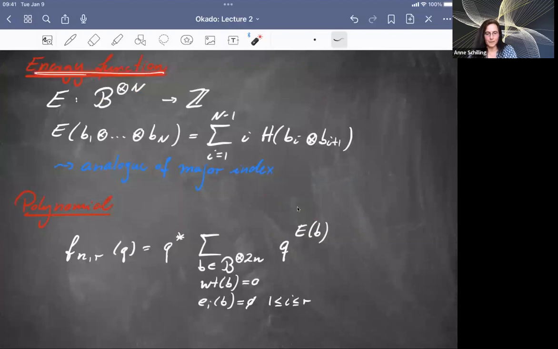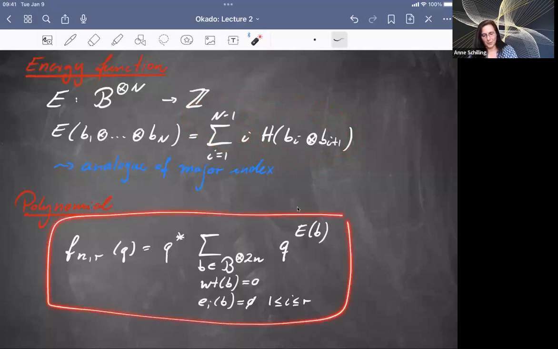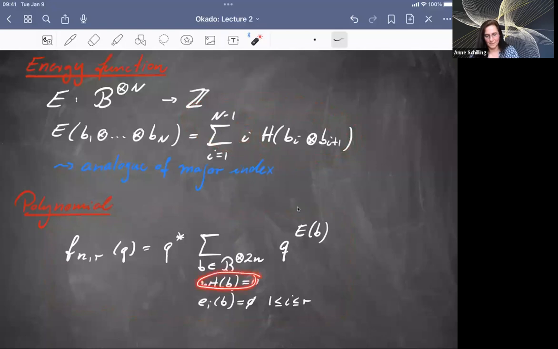So now the energy function itself can be defined as follows. This will be the sum of i from 1 up to n minus 1, and this is sort of like an analog of the major index in this case. So you basically sum up the local energy functions up to this factor. And then the polynomial that we want to look at for the cyclic sieving phenomenon is basically the polynomial where you sum over all highest weight elements of weight 0 graded by this energy function, up to some constant, which I'm omitting for this talk.